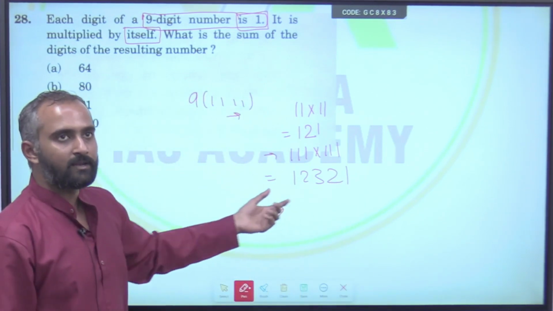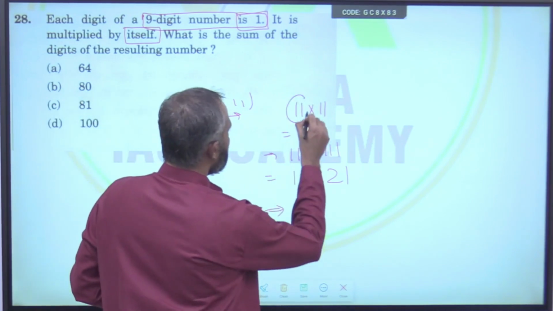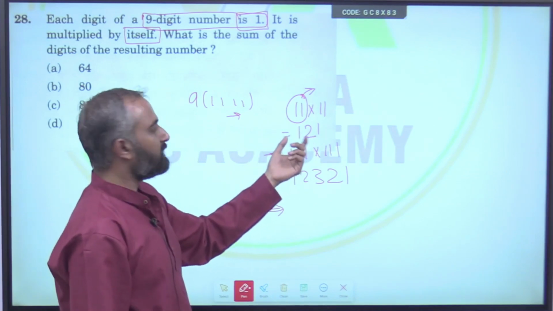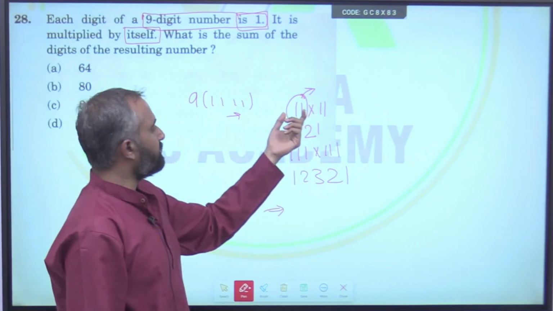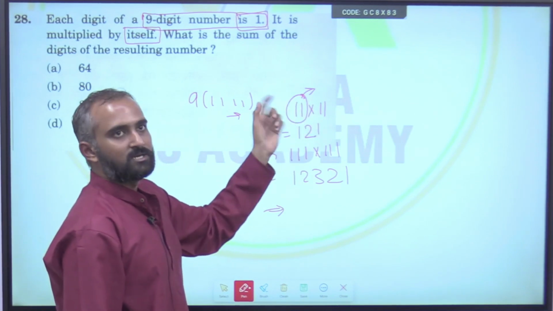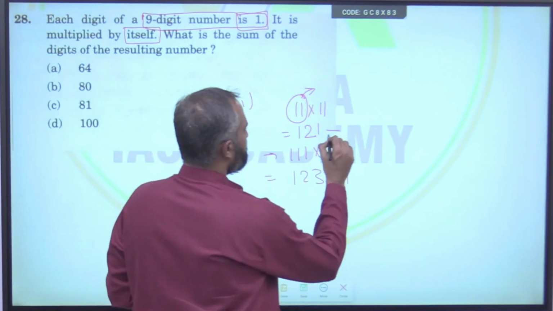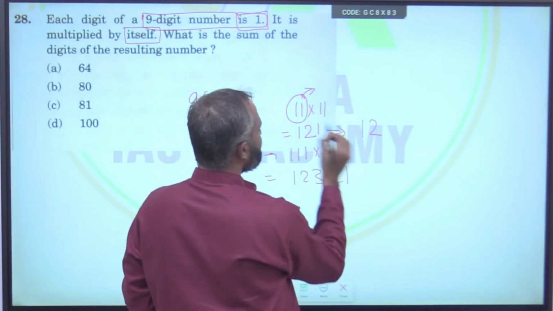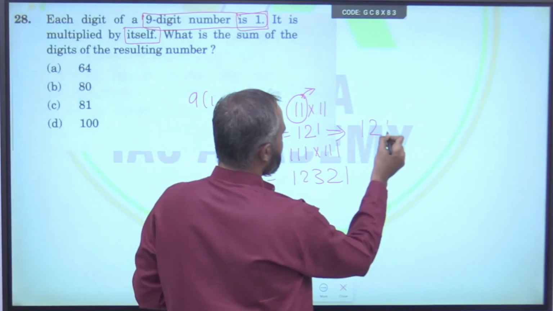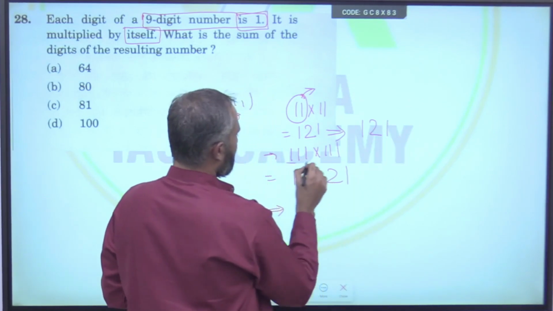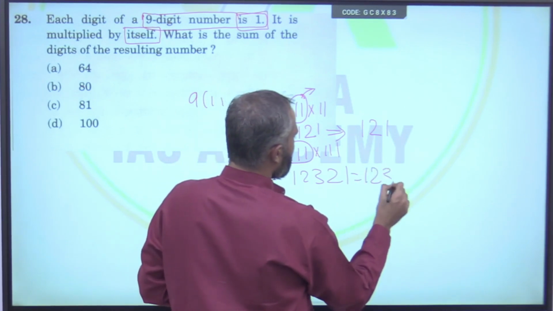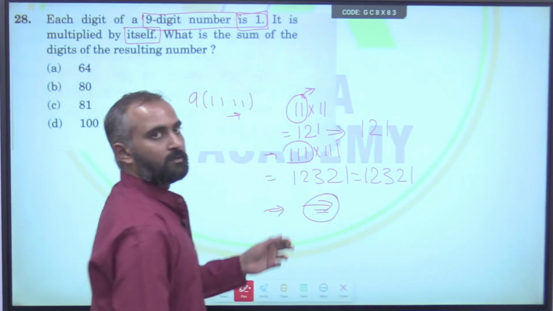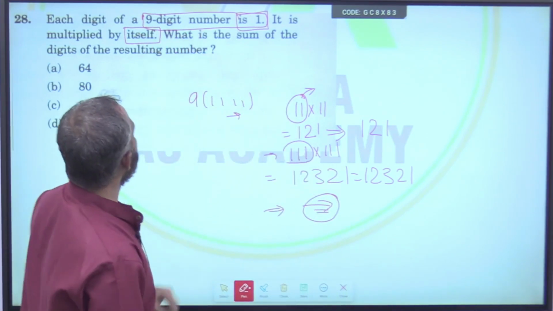You find a pattern here. The result is nothing but how many ones are there in the product? Here 2 ones are there. For the result, start writing natural numbers until the number of ones. Here 2 ones are there, we wrote until 2, and then decrease to 1. Now here 3 ones are there, we wrote until 3, and then step by step decrease. So on and so forth. This is the pattern. Now he is asking us for 9 digits.